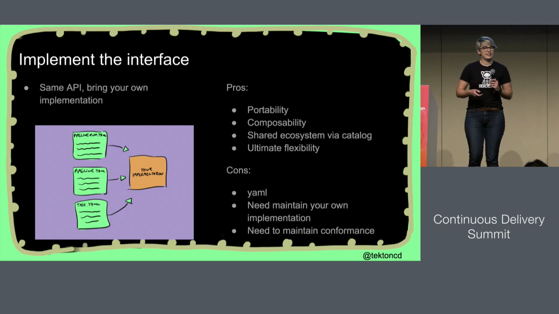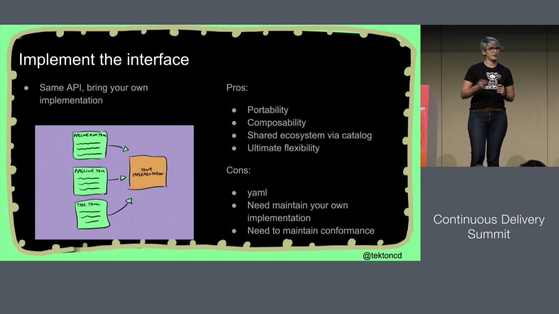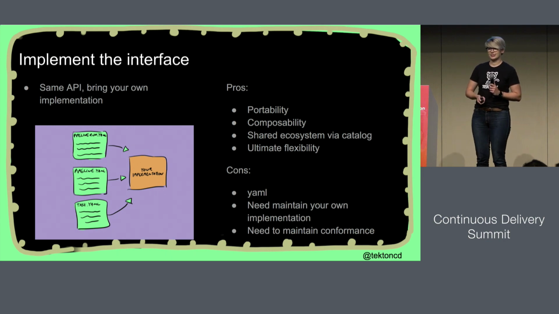Something else you can do that takes advantage of the interface and also takes advantage of the catalog is to implement the interface yourself. So even though it's a Kubernetes-based interface, it doesn't actually have to be implemented with Kubernetes. So if for some reason you have restrictions that make it so you don't want to use Kubernetes, you could use this option so that you have the same interface, you can support all the tasks in the catalog, but you can control everything that happens underneath.